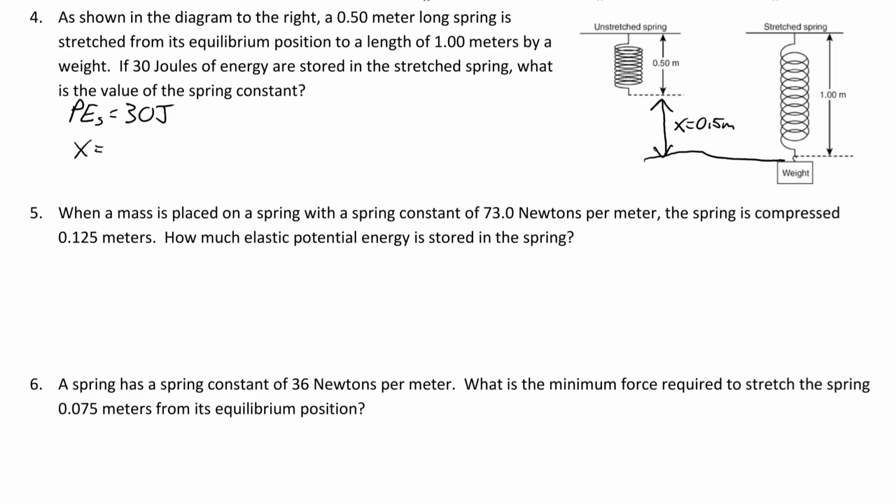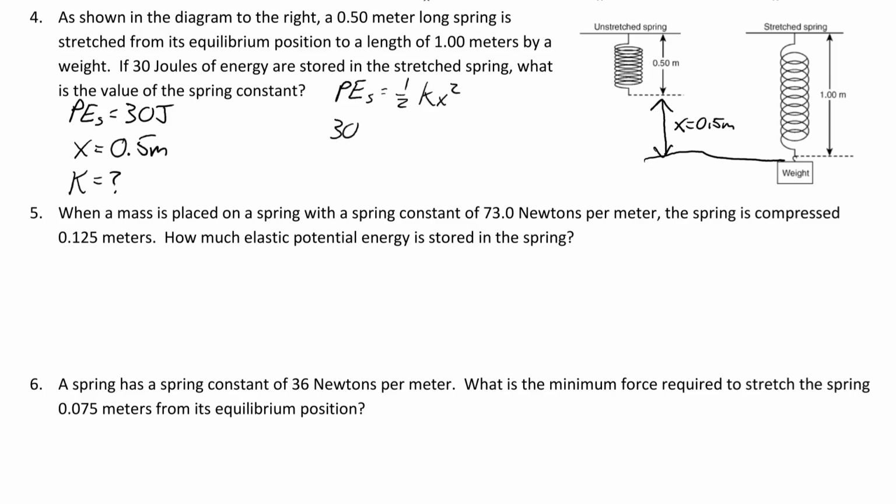It's always how far you are stretched from equilibrium or how far you are compressed from equilibrium. Let's say we pushed the spring and we compressed it. This distance here would then be x. In any case, they're telling you that x is equal to 0.5 meters. Now they're looking for k, the spring constant. So we need a formula. We have our givens and unknowns. The formula is PES is equal to 1/2 kx squared.